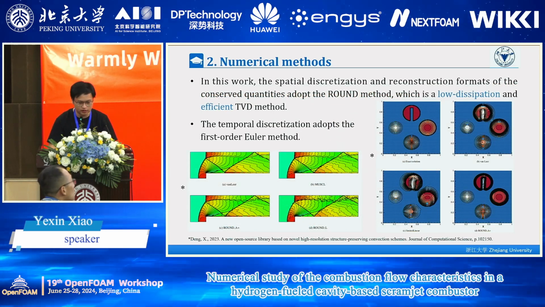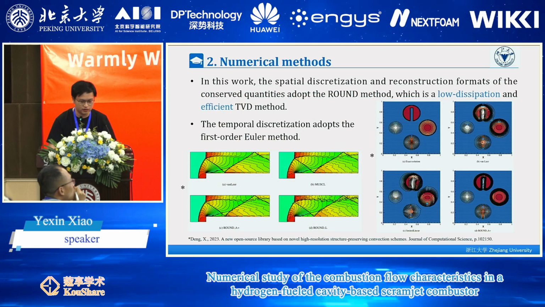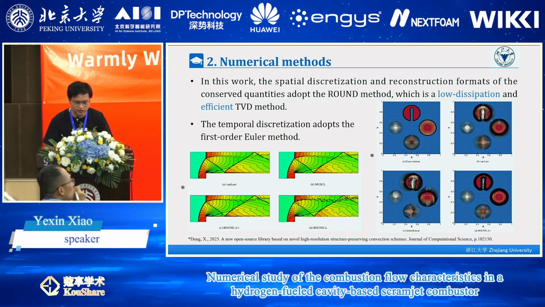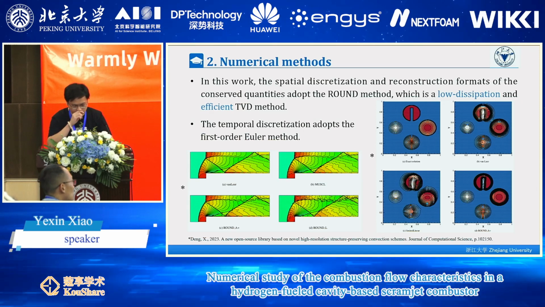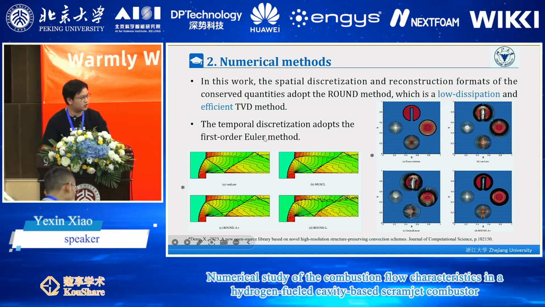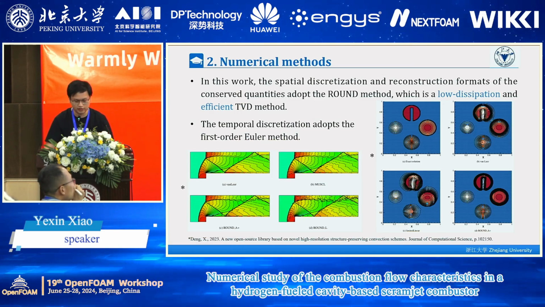Here are the spatial discretization and the temporal discretization. We use the Roe method here for the spatial discretization and reconstruction, and the first-order Euler method for temporal discretization.